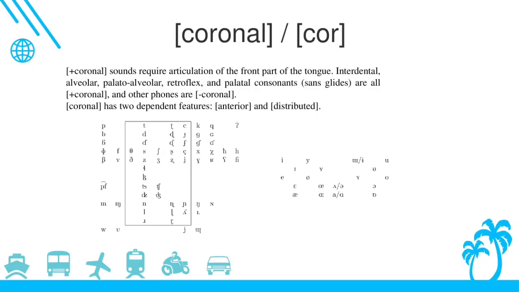The next feature we have is coronal. Coronal sounds require articulation of the front part of the tongue. It means the tongue blade or tongue tip. Coronal has two dependent features, anterior and distributed. And you can also read it by yourself.